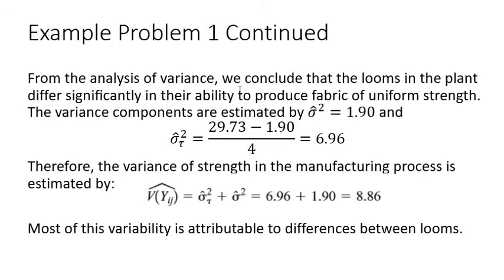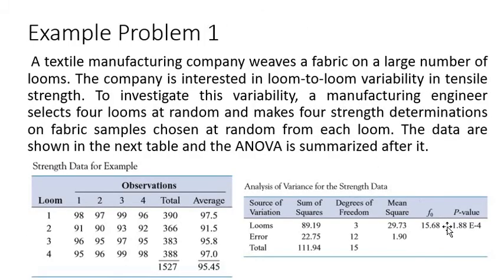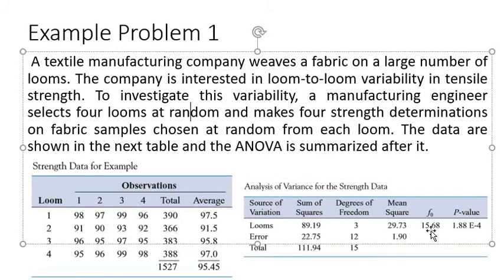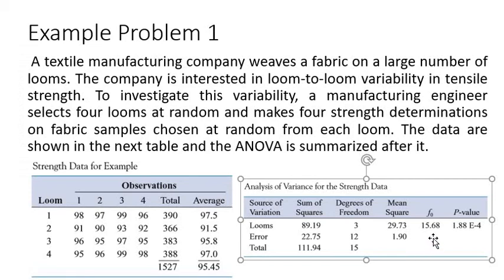From the analysis of variance, we conclude that the looms in the plant differ significantly in their ability to produce fabric of uniform strength. Why do we say so? Because our computed value is large enough. But here, the tabulated value is not given. So when the tabulated value is not given, you don't have a value to compare with the computed value of F. So you will just refer to the p-value.